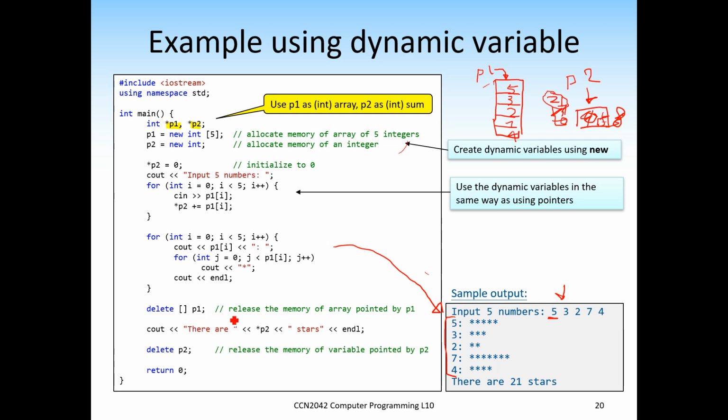So when we release the memory, it means that for P1, even though we point to there, the memory block is destroyed, and then we don't refer to it anymore. In terms of P2, we didn't release it yet, so that's why we still got 21 out there. We output 21 star in terms of the output, and then after that we delete P2 as well. So when we delete P2, it means that we don't refer to it anymore.